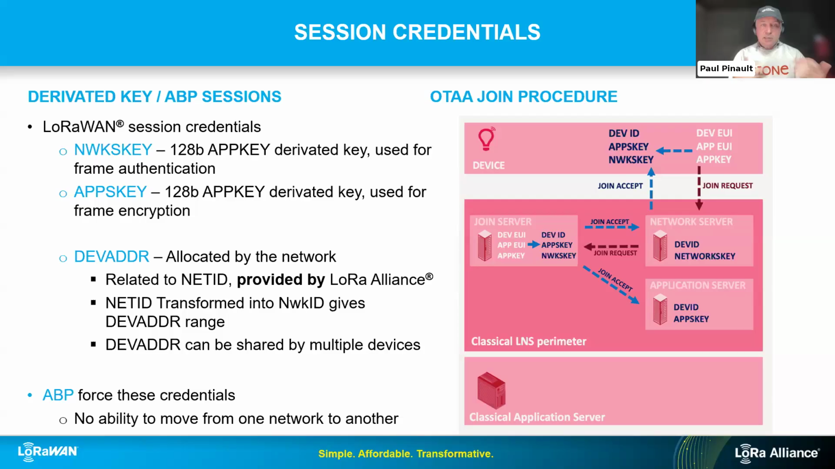And as in DHCP, which is why I made this parallel, you get a DevAddr, which is an address on the network. This address is not a random address. It's related to your NetID, which is provided by the LoRa Alliance. The NetID gives the network ID, and the network ID gives a DevAddr from its range.